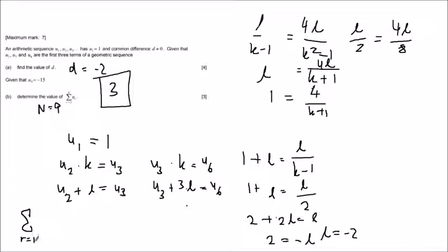from r equal 1 to 9 of Ur, which is just 1 minus 1 minus 3 minus 5 minus 7 minus 9 minus 11 minus 13 minus 15, which turns out to be minus 63, because the first term is 1 and the rest is just negative, and then add all of them together, which gives you 63, which is 9 times 7. So that is your answer. That was a lot harder than it was supposed to be.